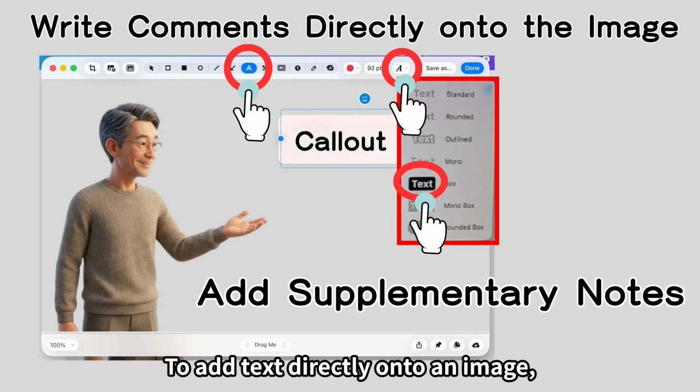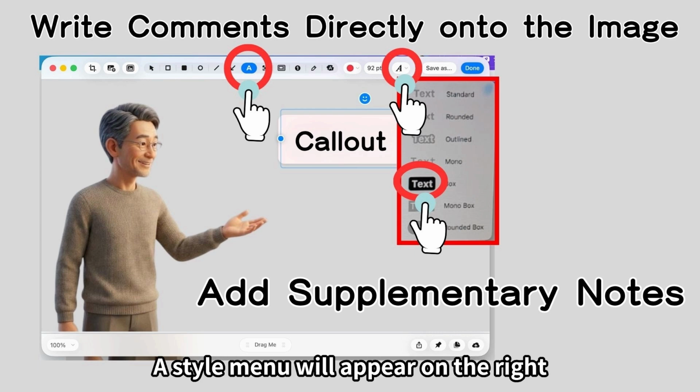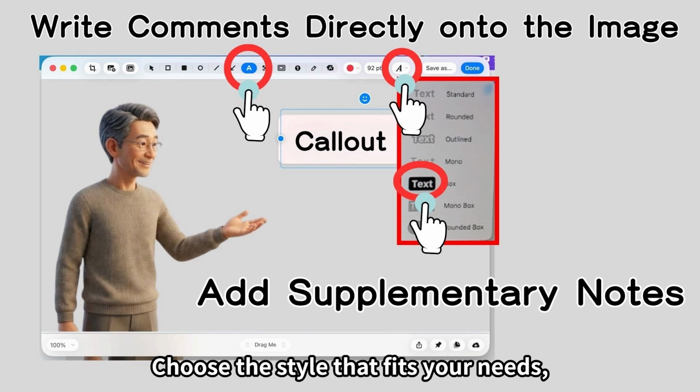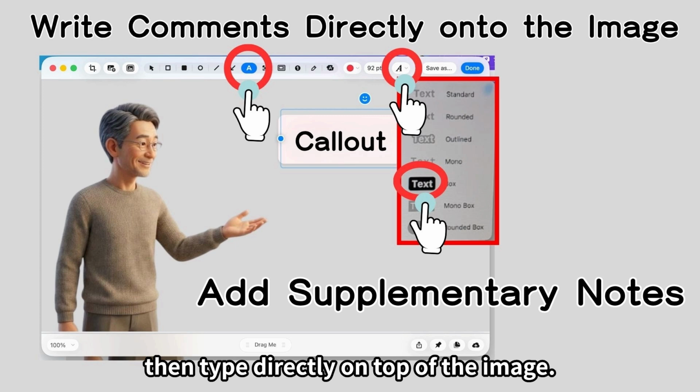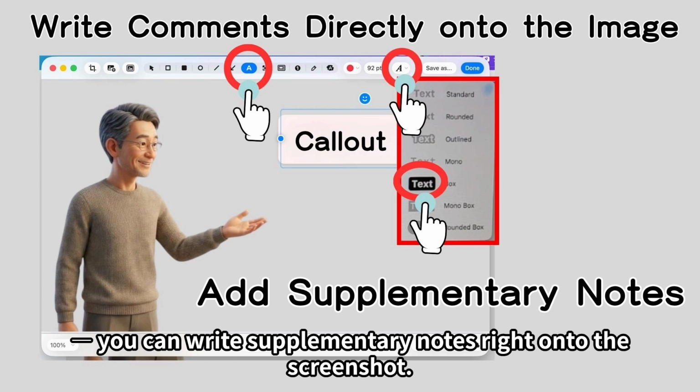To add text directly onto an image, click the A icon in the toolbar. A style menu will appear on the right. Options like standard, rounded, and callout style text bubbles. Choose the style that fits your needs, then type directly on top of the image. Things like "note this" or "press in this order." You can write supplementary notes right onto the screenshot.